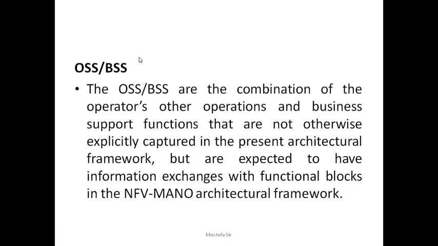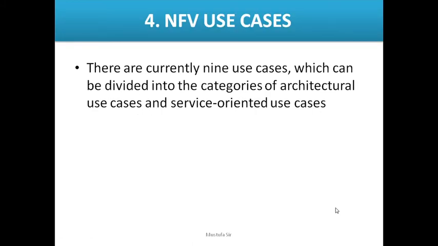Simply put, OSS and BSS are the combination of the operator's operations and business support functions, with what they are seeking. Why are we building modern networking capability using VNF? You will be interacting through this, and they will be demanding such requirements, and those requirements can be fulfilled through the NFV MANO architectural framework. Fine, so this is OSS and BSS.